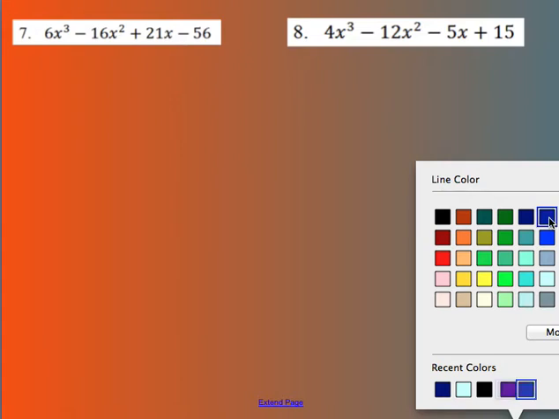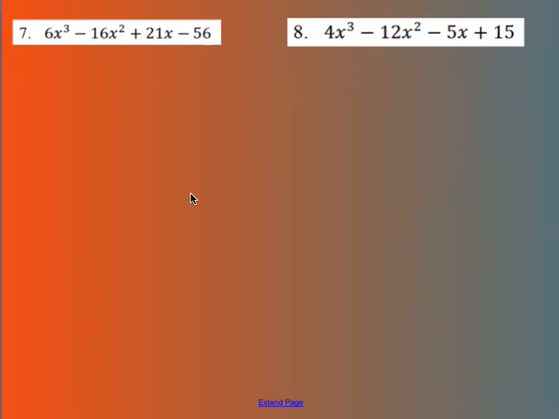So for number 7, again, we're going to factor that by grouping. So we have our groups. So between 6 and 16, what divides 6 and 16? Well, that's just going to be 2. We have x cubed here, x squared here. So the smallest number of x's is x squared. So now again, I'm dividing each of those terms by 2x squared.